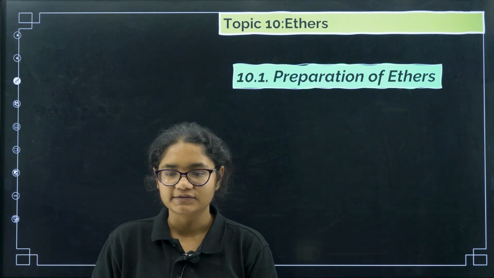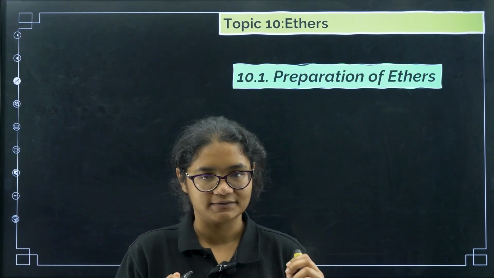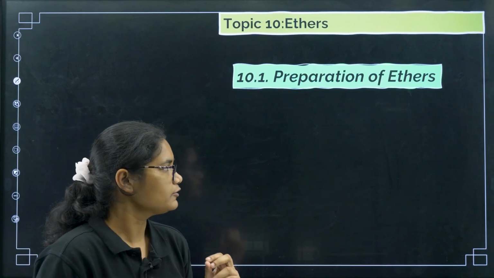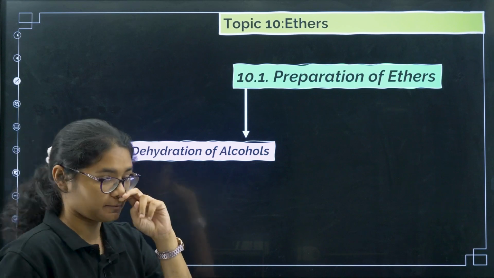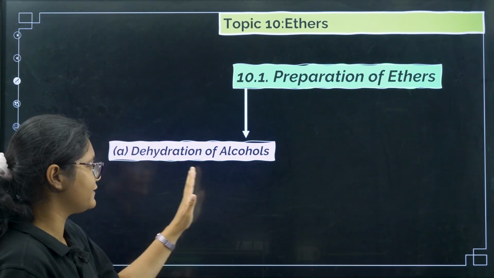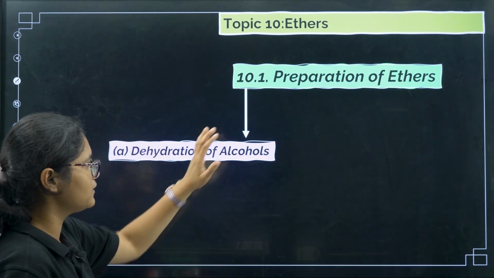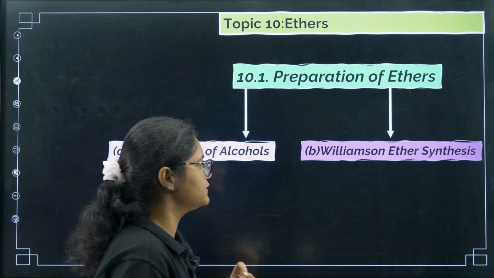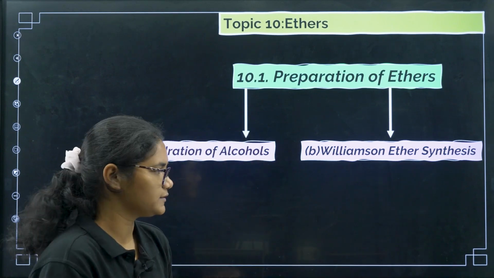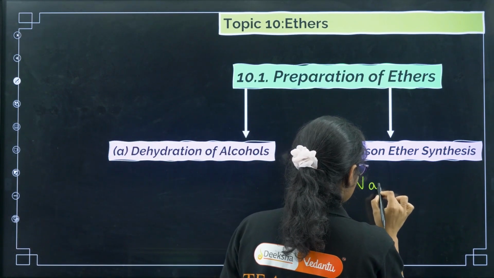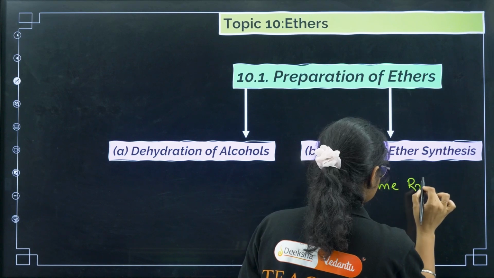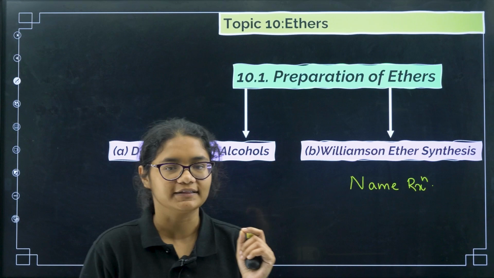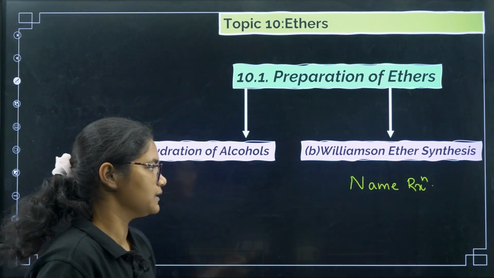Now we'll go to the next topic, very important one, ethers. In ethers, first we will talk about preparation of ethers. Ethers can be prepared by 2 methods. The first method of preparation of ethers is dehydration of alcohols, and the second one is Williamson ether synthesis. This is a name reaction, so an important one. Now we will see both of these methods of preparation.